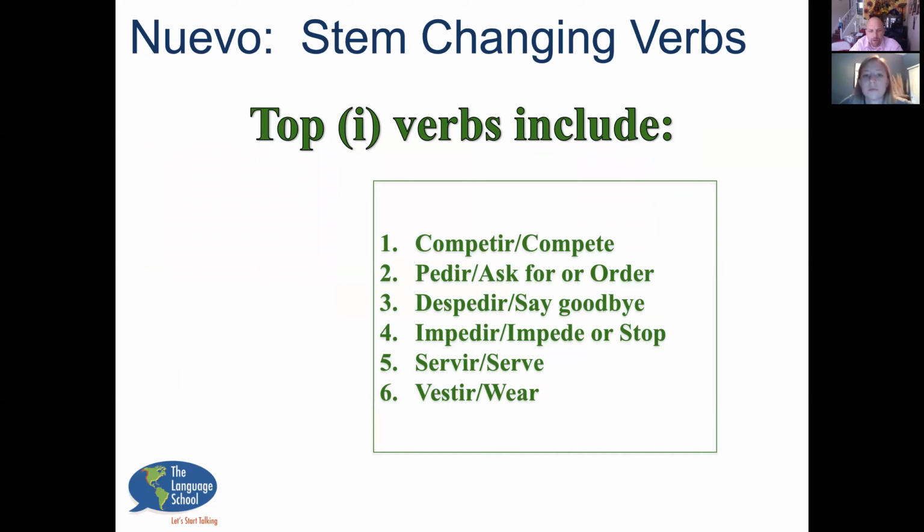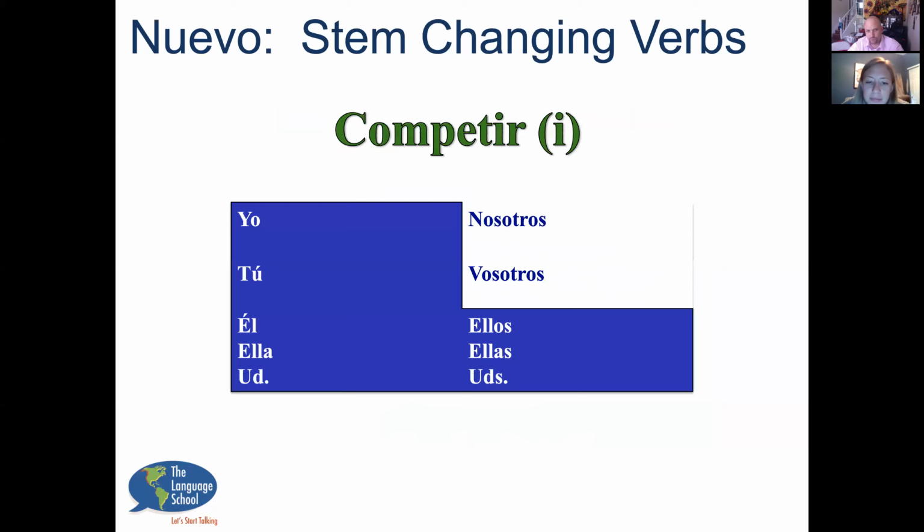Repeat after me. Competir, pedir, despedir, impedir, servir, y claro, vestir. Muy bien. So, vamos con competir.